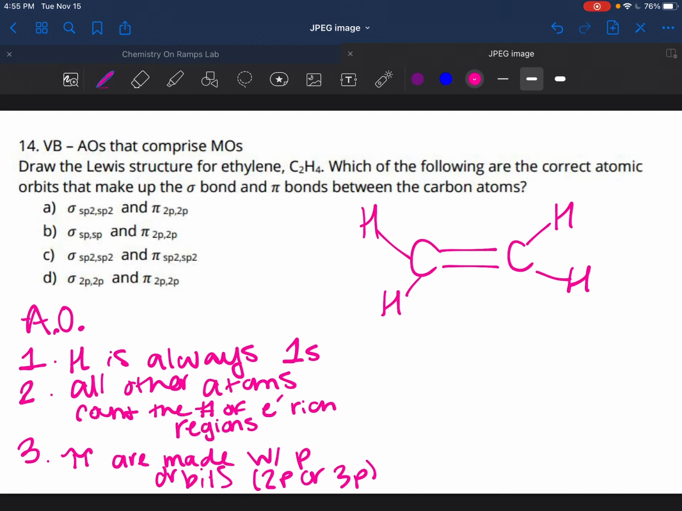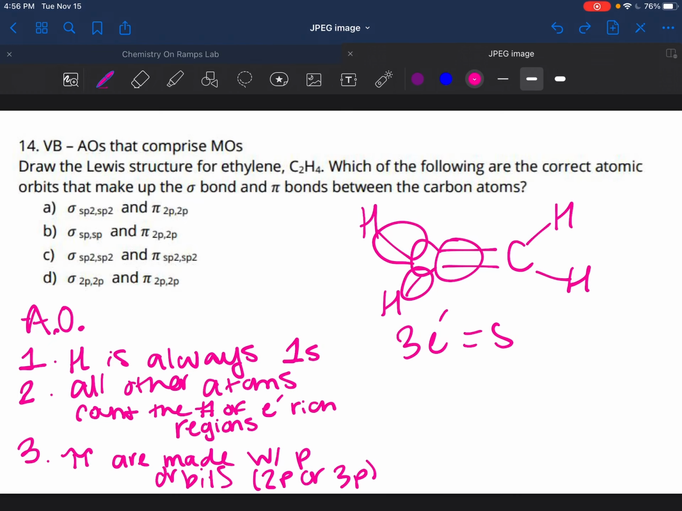So for instance, carbon right here, we have 1, 2, 3 electron-rich regions, which goes to sp2, and that is what its atomic orbital is. Pi bonds are all made with p orbitals. So 2p is going to be for your double bonds, and 3p will be for your triple bonds.